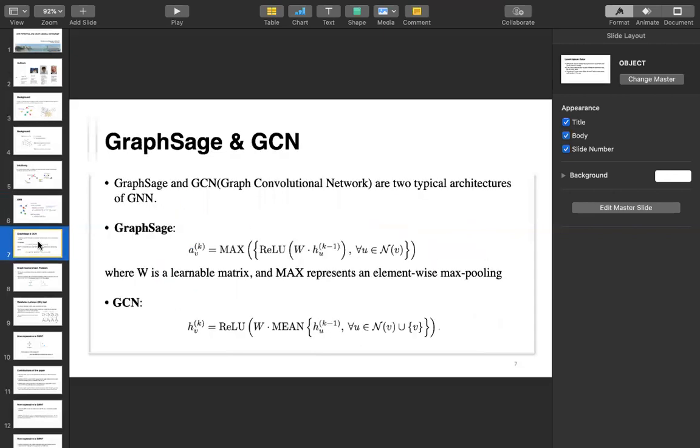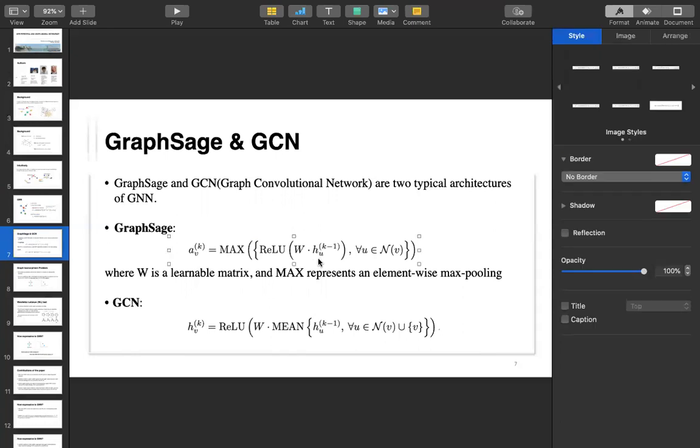Next we look at two examples. Here GraphSAGE and the GCN, graph convolutional network, are two typical architectures of GNN. GraphSAGE is using the max as the aggregation function to aggregate the information from the neighboring nodes. From the last layer's node embedding, we put it into a linear layer, and then we use the max to aggregate.